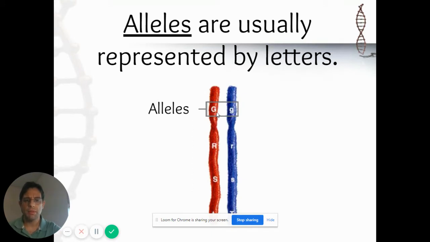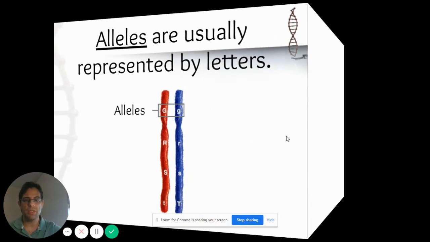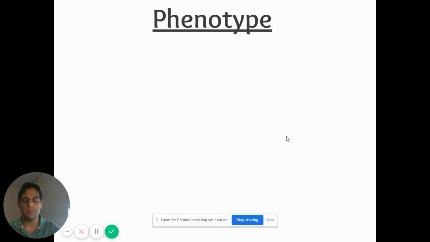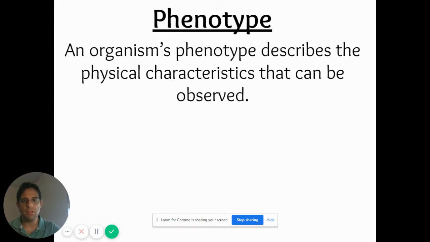What I'm telling you is that uppercase G is a dominant trait compared to the lowercase g. That would be a recessive trait. Let's define these words in a minute. But before, let's talk about phenotype and genotype.